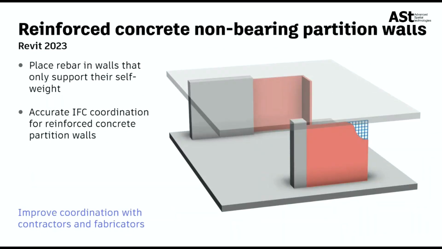You can also now change the structural usage value to non-bearing to create structural walls that define and divide spaces and support no vertical load except their own weight. You can also export the non-bearing structural walls to IFC for accurate coordination of reinforced concrete partition walls.